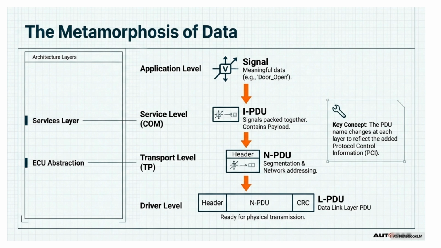If the data block is large, such as a diagnostic message exceeding 8 bytes, it moves to the transport level, TP, where it is transformed into a network layer PDU, NPDU. At this stage, the TP module adds headers for segmentation and network addressing, breaking the data into smaller parts if necessary. Finally, at the driver level, the data is encapsulated into a data link layer PDU, or LPDU. This final version includes a hardware header and a CRC, cyclic redundancy check, for error detection, making it ready for physical transmission over the bus.